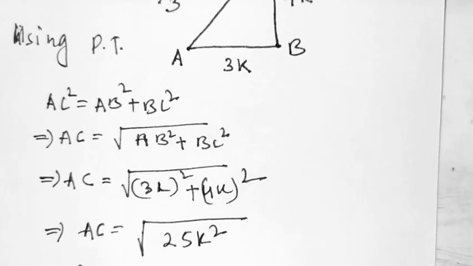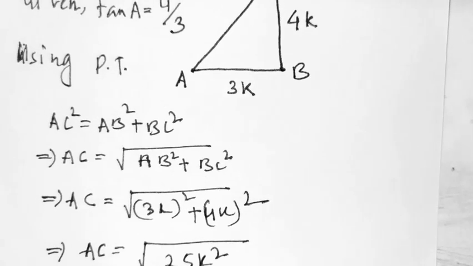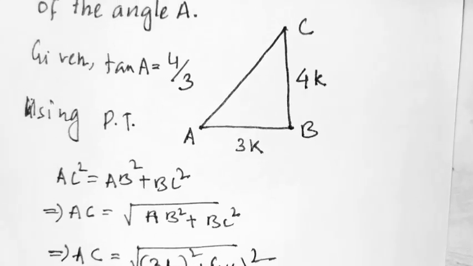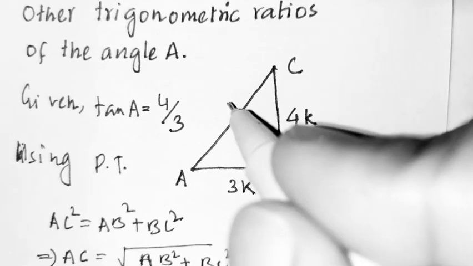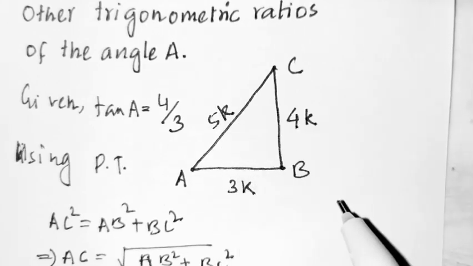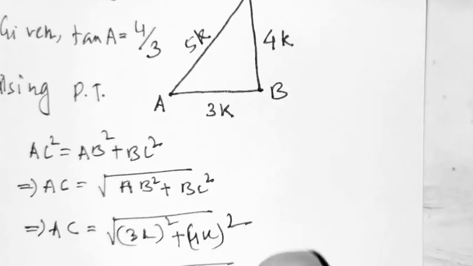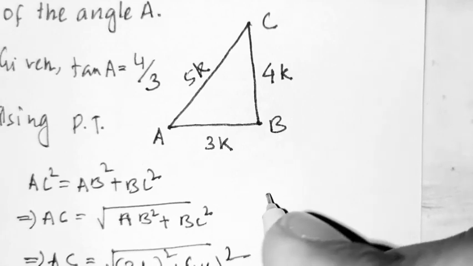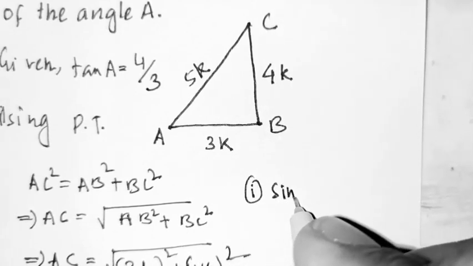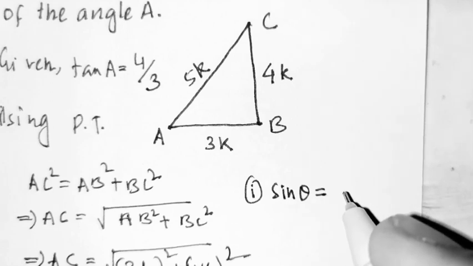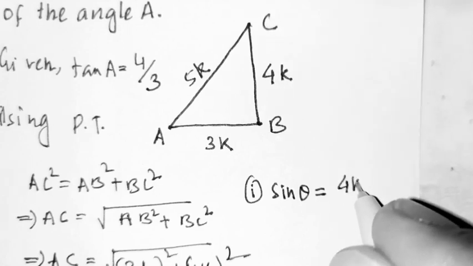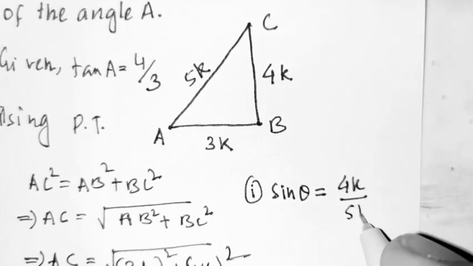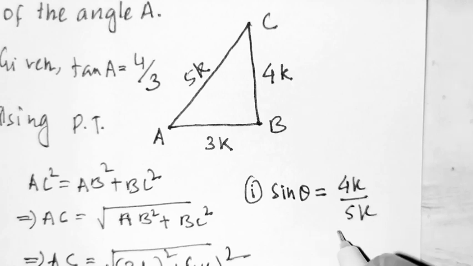Now from here I can define the other trigonometric ratios. So let me write down here AC is 5k. Now let us first find out what will be the value of sine theta. Sine theta is equal to perpendicular divided by hypotenuse. So here the perpendicular is 4k and the hypotenuse is 5k. Here k and k cancel, so it will be 4 by 5.